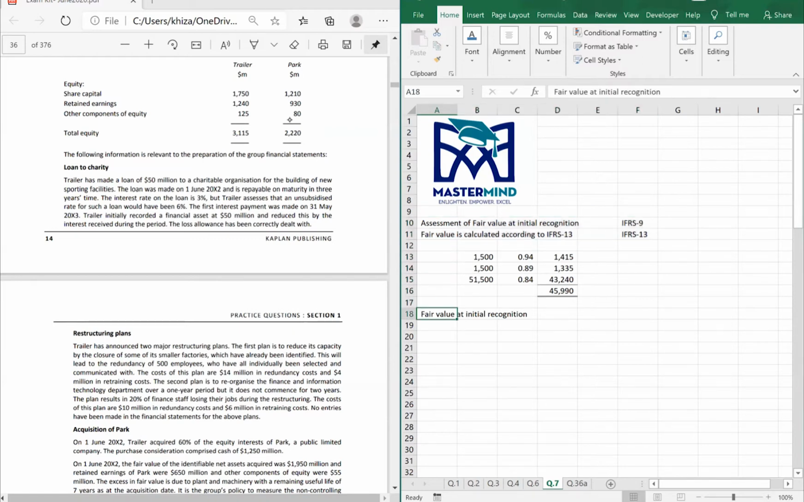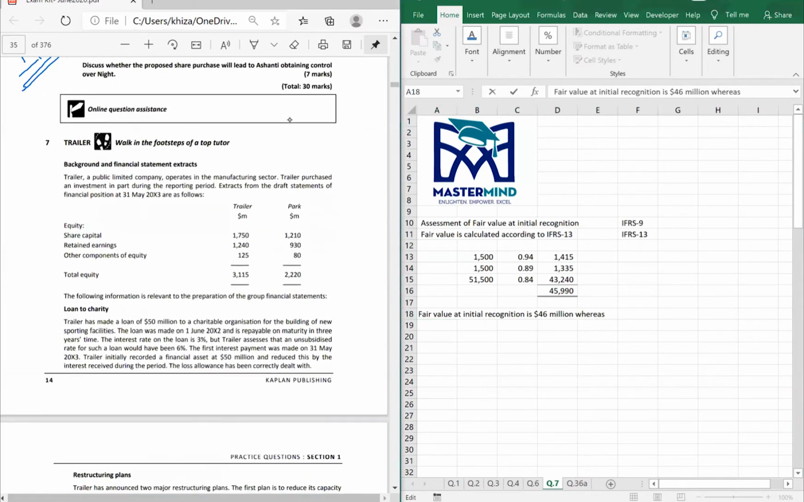Now, fair value at initial recognition is 45,990. Let's call it 46 million, right? 46, because the information that we're given in the question is in millions. I'm working it in thousands, right? So I can call it 46 million. It's not going to be wrong. Okay, please. Fair value at initial recognition is 46 million. Whereas, what's the name of the company? Trailer.